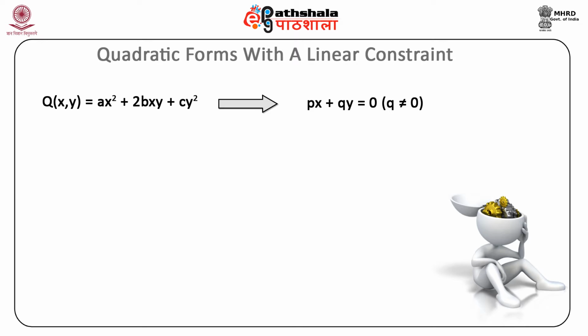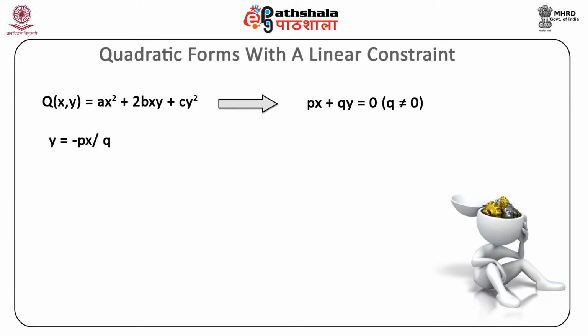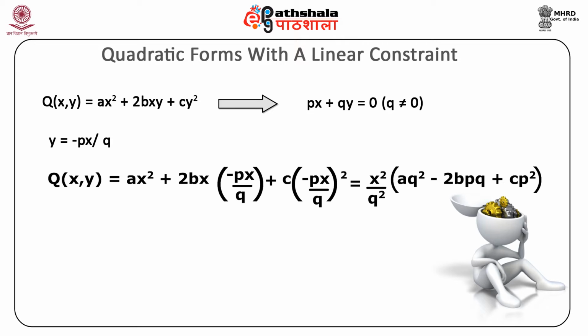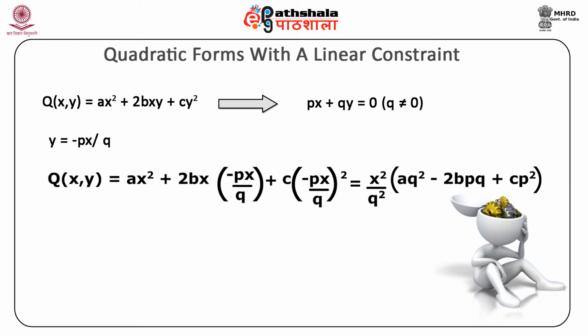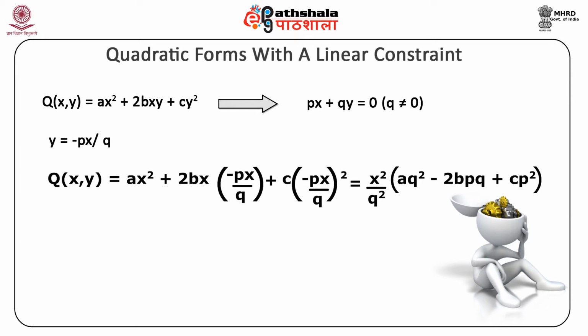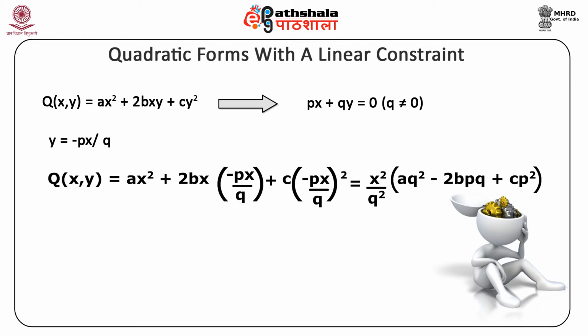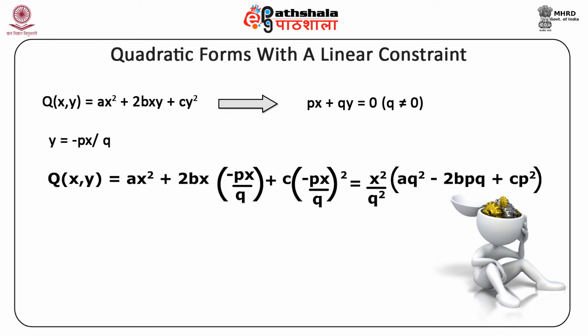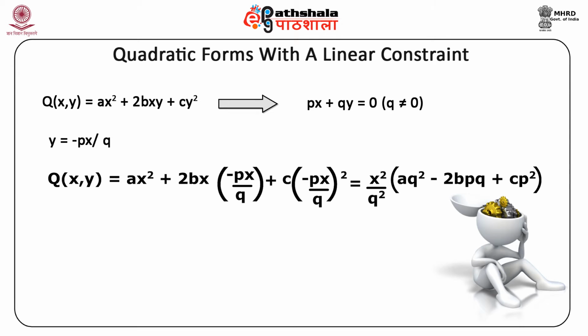Solving for y, this gives y equal to minus px upon q. Substituting for y in Q gives Q(x, y) equal to ax square plus 2bx into minus px upon q plus c into minus px upon q the whole square, which is equal to x square upon q square, whole multiplied by aq square minus 2bpq plus cp square.